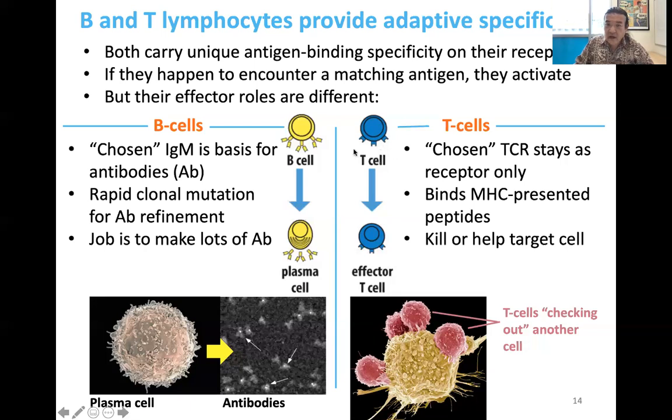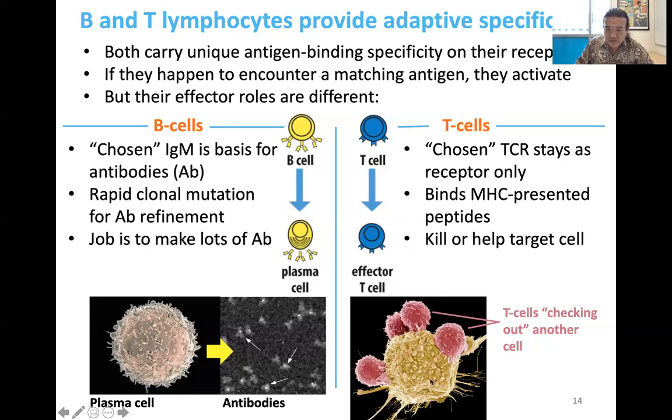We said T cells also have a unique receptor on their surface, right? The TCR, or T cell receptor. But the difference is this never gets made as a free floating soluble form. The TCR always stays on the T cell, right? And why? Because the job of the T cell is to do something to the target cell, the target cell that is presenting the signal that this blue T cell with its TCR recognizes.